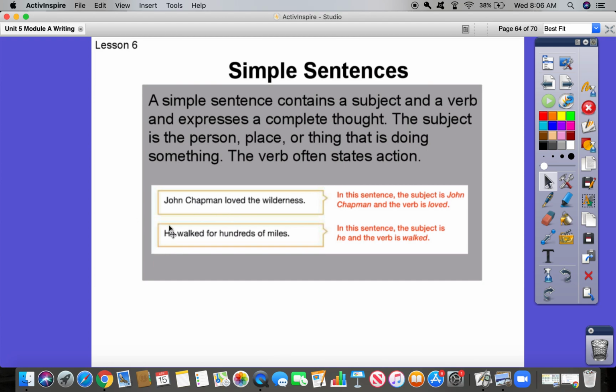Let's look at our second example. He walked for hundreds of miles. In this sentence, the subject is he and the verb is walked.